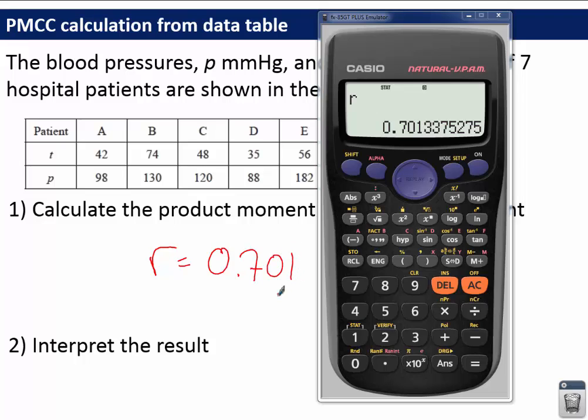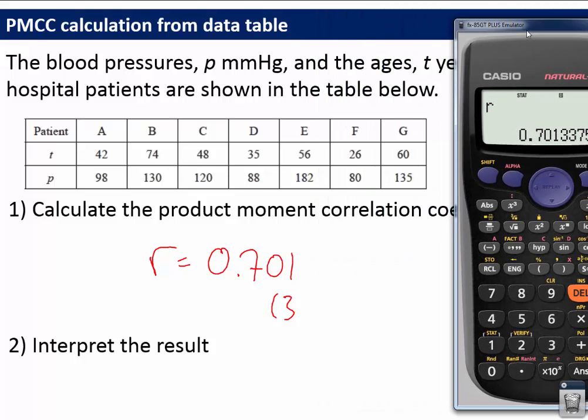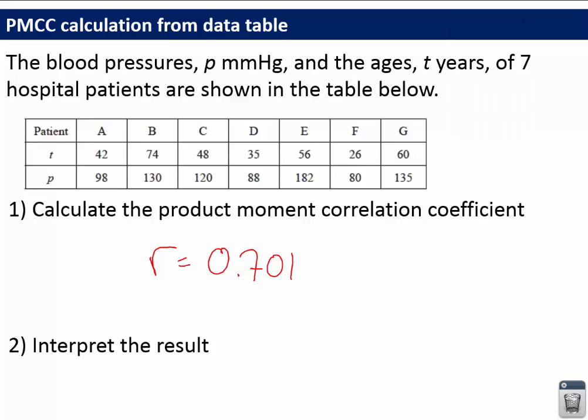It's very important you have the R equals there, so the examiner knows exactly what you're calculating, or he also knows that you know what you're calculating. Pmcc, the variable R. Now finally, they ask us to interpret this result.